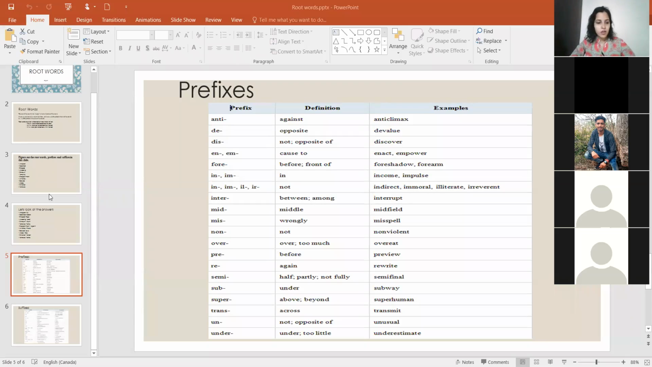So now here we have a few prefixes which are most commonly used, right? So let's take a look at these. We have the prefix anti, and it means against, and an example is anticlimax. So your task is to take your time and think of a few more words with this prefix anti. Take a minute or two, think of more words. You are most welcome to reply in the chat or even through the audio.